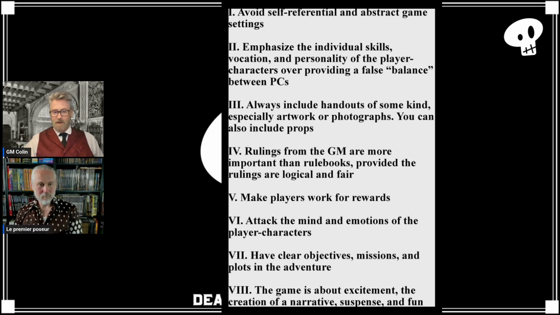So anyway, moving on to number 3 here. The rest of these are pretty simple. Number 3, always include handouts of some kind, especially artwork or photographs, and you can include props like we saw from Michael. Use art, even if you have to do the drawing yourself, right? Present the characters with something. It's good for them to visualize things.